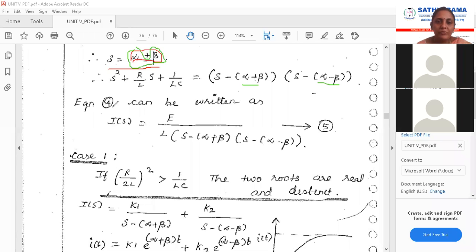Now, if these two are going to be the roots, then the equation can be written like this. I of S is equal to E by L into 1 by (S minus (alpha plus beta)) and (S minus (alpha minus beta)), because we are considering these are the two roots. You understand this? If you have so much confusion, put this as S minus A and this as S minus B. Then it will be clear.